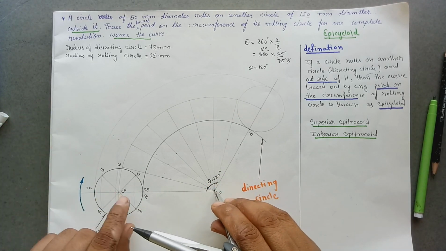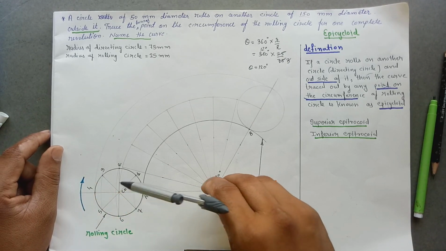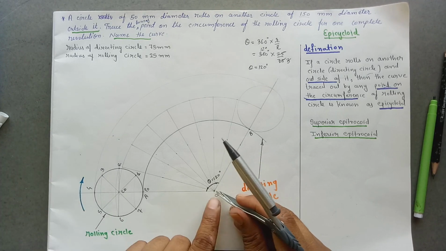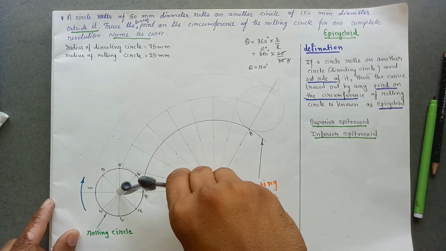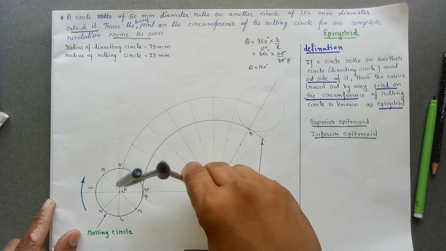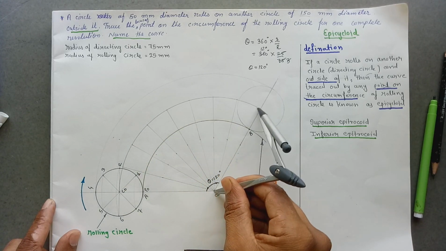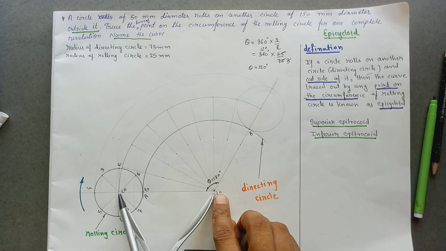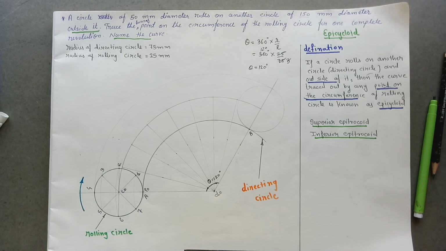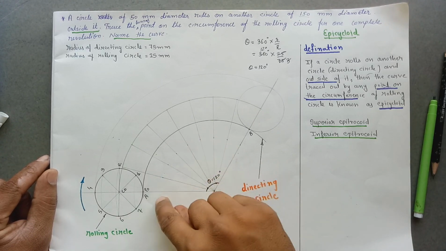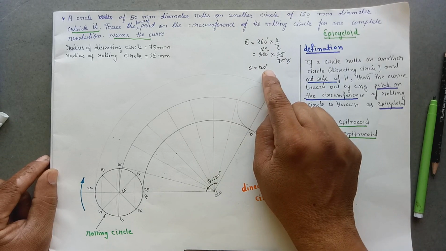Now after dividing the rolling circle into 8 equal parts, first of all draw one arc having radius D0 to C0, showing the center arc of the rolling circle. The radius will be D0 to C0. D0 is the center of the directing circle. Now divide this 120 degree angle into 8 equal parts. Here theta is equal to 120 degree.